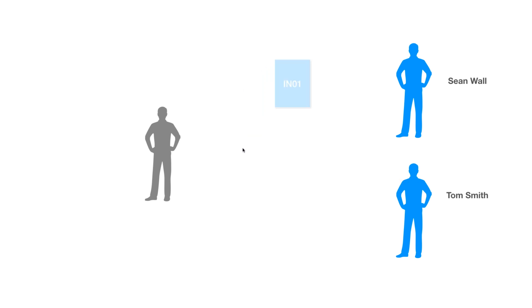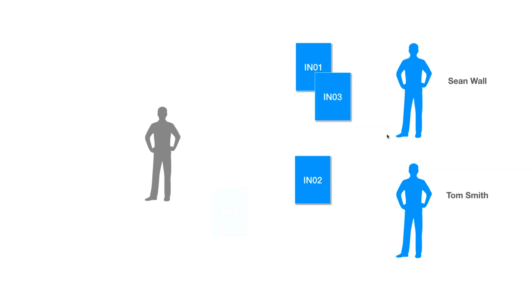So for example, maybe the first invoice is going to be IN01, and I'm going to be sending this to Sean Wall. And then the next one is going to be IN02. This is sent to Tom Smith. And then IN03, 4, and 5, etc., etc.